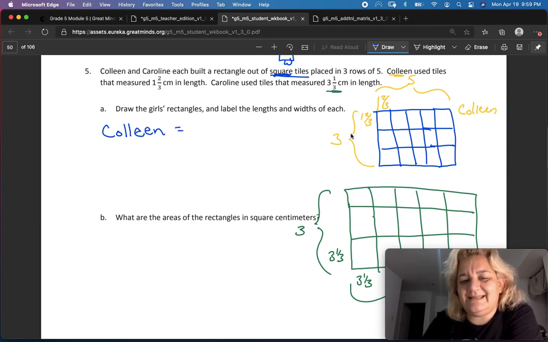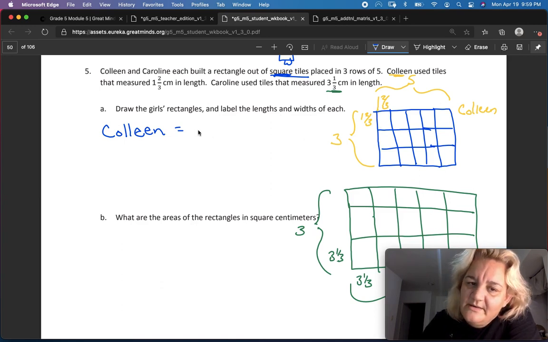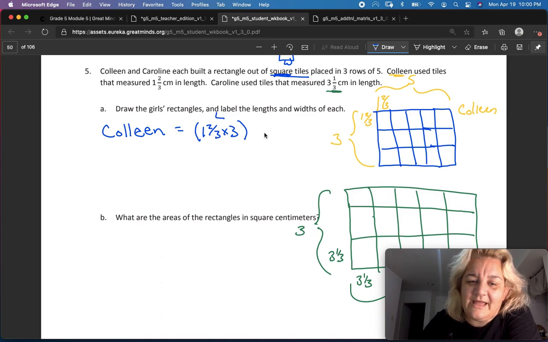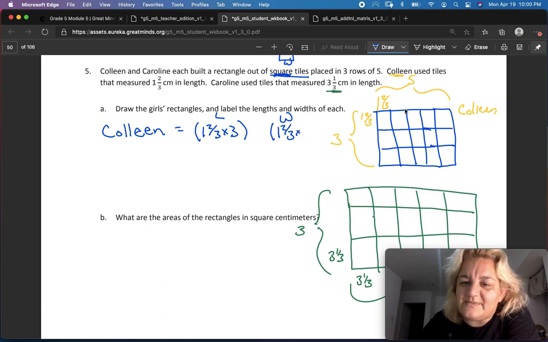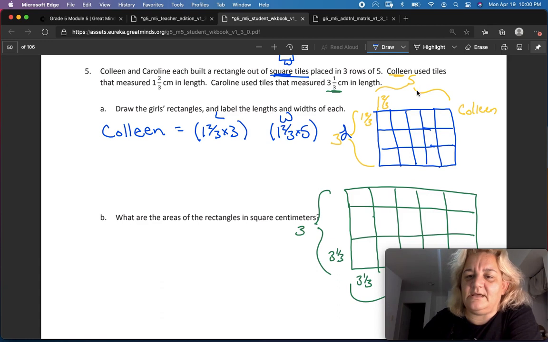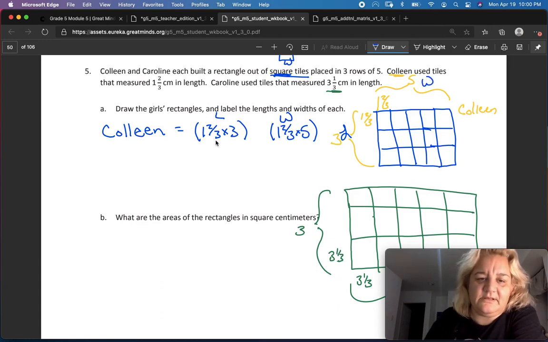Colleen's is the length and the width. So her length is 1 2/3 times 3, because there's 1, 2, 3 of them. And that's the length. And then the width is going to be 1 2/3 times 5, because there's 5 of those. Okay, so if this is length and this is width, let's figure that out.